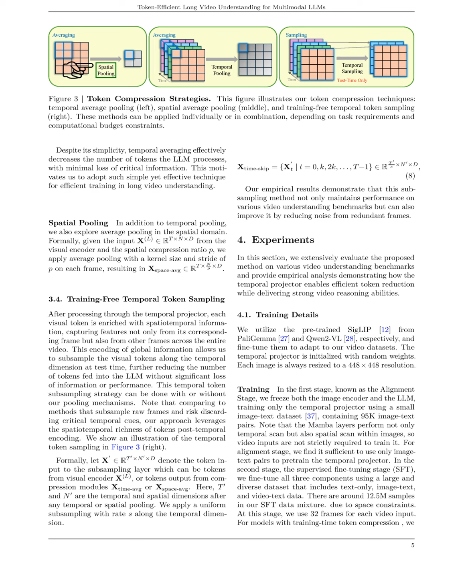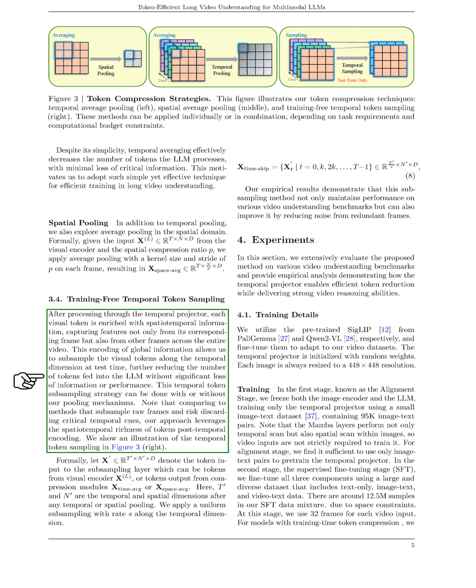Section: Spatial Pooling. In this section, we explore spatial pooling alongside temporal pooling by applying average pooling in the spatial domain. Given the input from the visual encoder and a specific spatial compression ratio, we use average pooling with a defined kernel size and stride on each frame, resulting in a compressed output. Next, we discuss training-free temporal token sampling.